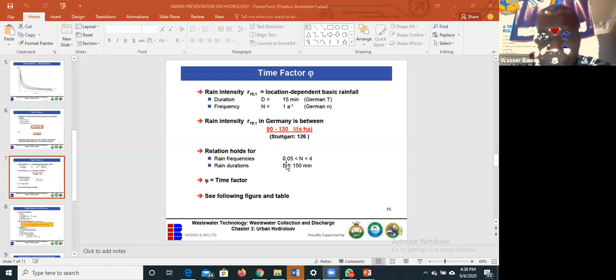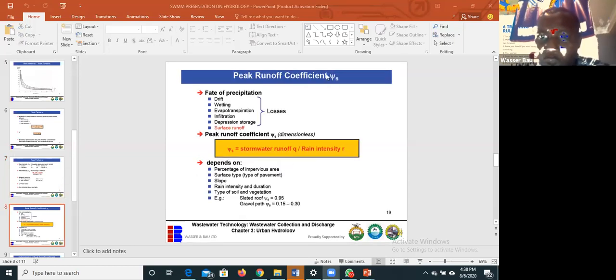So we'll move on. So for peak runoff coefficient, when it rains, there will be drifting, there will be wetting, there will be evaporation. At the end of the day, after all losses, there is a factor that determines the amount that goes to the drain. And that is what we call the peak runoff coefficient. For instance, a gravel path, you know what I mean by a gravel path? A gravel path is where you pour gravel, a normal ground. It has a peak runoff coefficient of between 0.15 and 0.3. While a roof, a clay roof, a roofing sheet, has a runoff coefficient of 0.95.